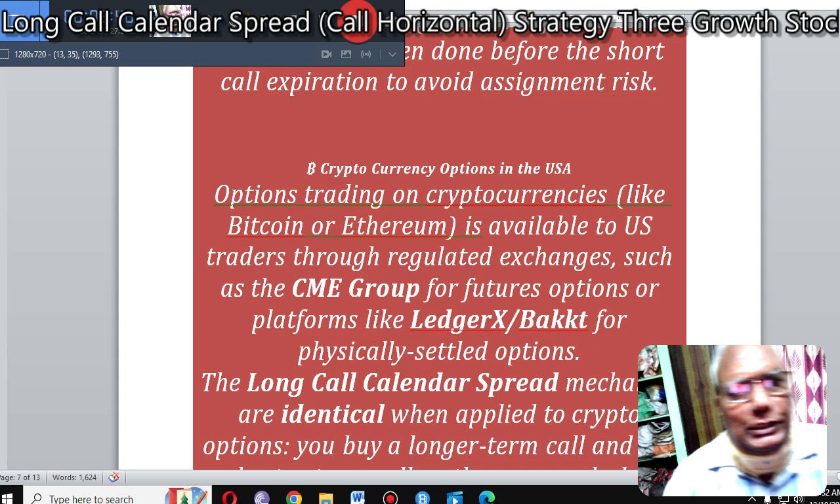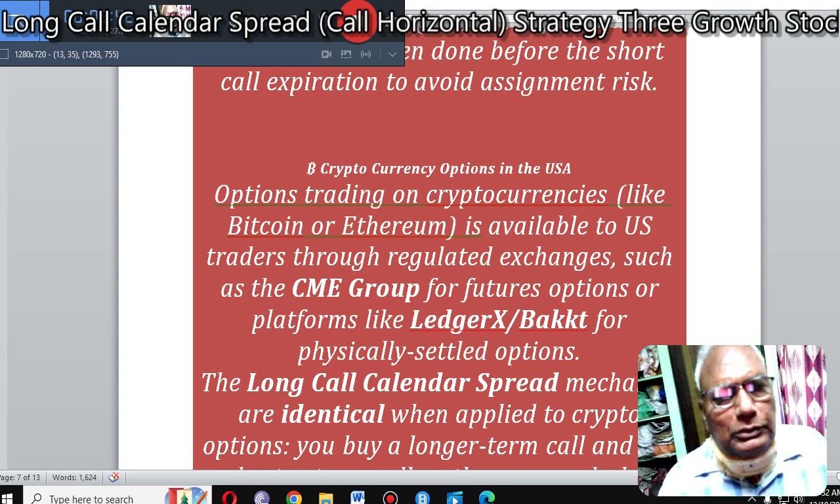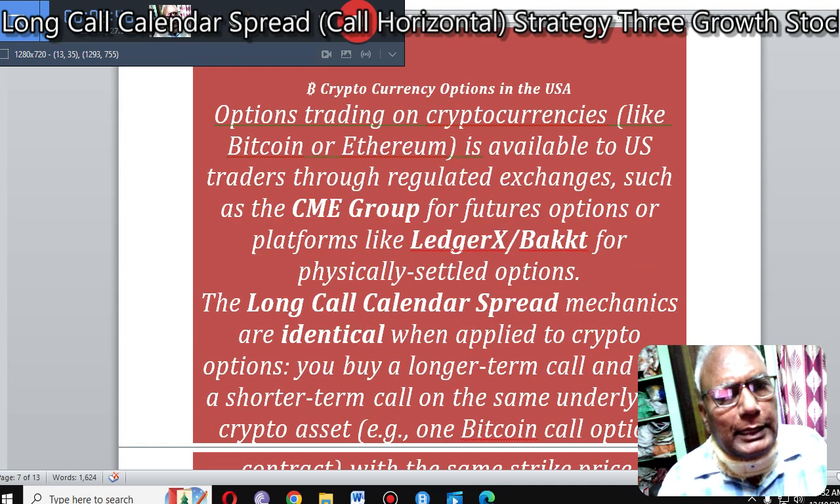Cryptocurrency options in the USA. Options trading on cryptocurrencies like Bitcoin or Ethereum is available to US traders through regulated exchanges such as the CME Group, for futures options, and platforms like LedgerX, for physically settled options.